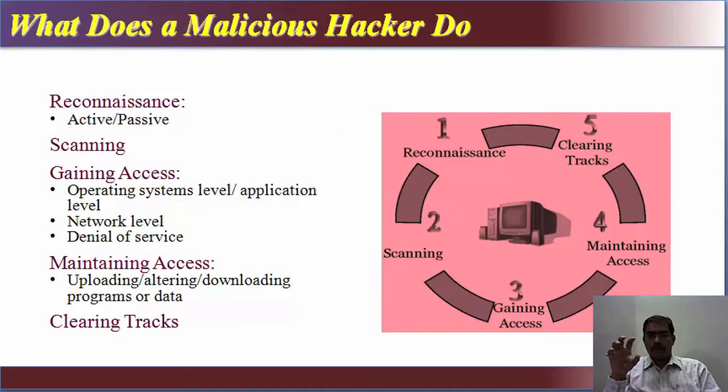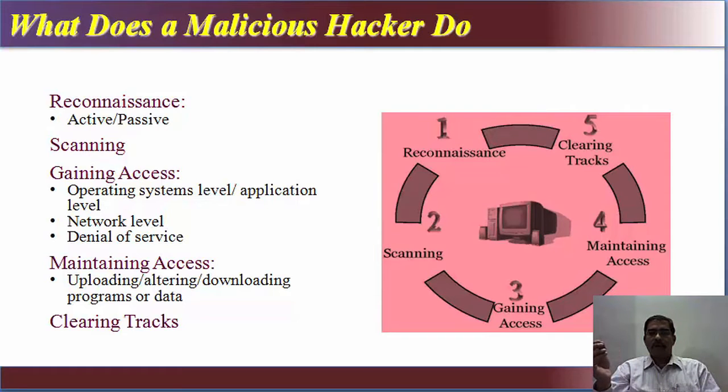Now, if you look at the image on the right hand side, you'll see there are 5 phases. The first is reconnaissance, the second is scanning, the third is gaining access, fourth is maintaining access, and fifth is clearing tracks. Under reconnaissance, we have active reconnaissance and passive. Then there is scanning of ports, services.